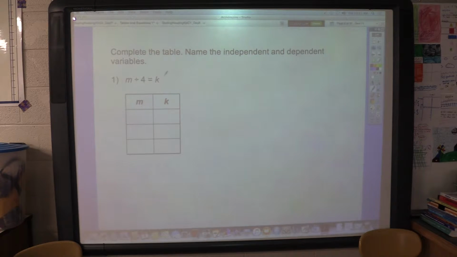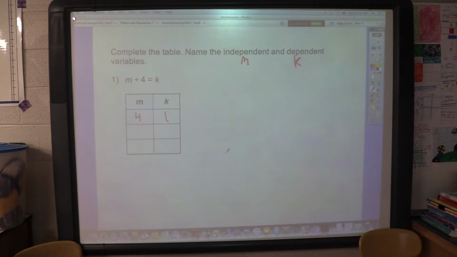Now, I know right now that this quotient k is going to be the dependent variable because it depends on what m is. If m is 4, and I'll go ahead and plug 4 in for m, then 4 divided by 4 is going to be 1. So k would be 1. So depending on what the value of m is, that affects what k is going to be. So I would say our independent variable here is going to be m, and our dependent variable is going to be the quotient k. So I'm going to go ahead and fix that up like that.